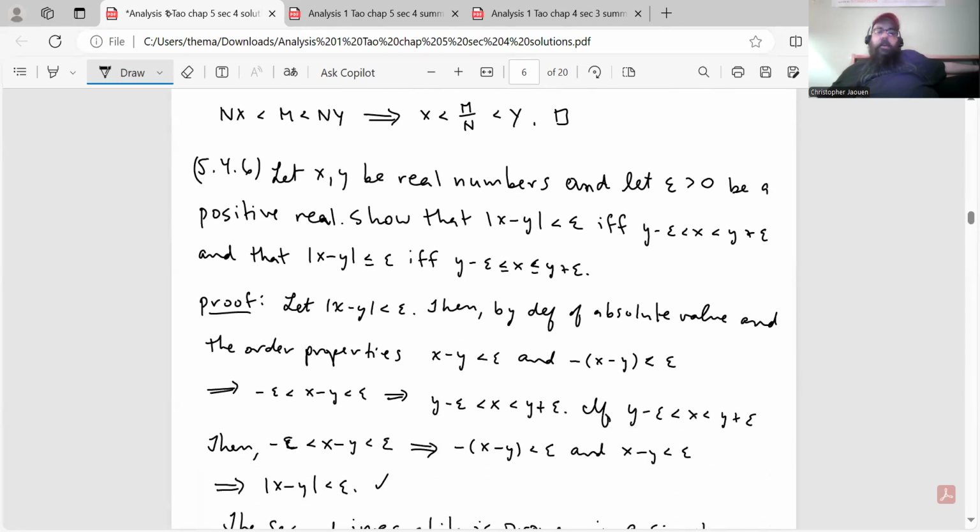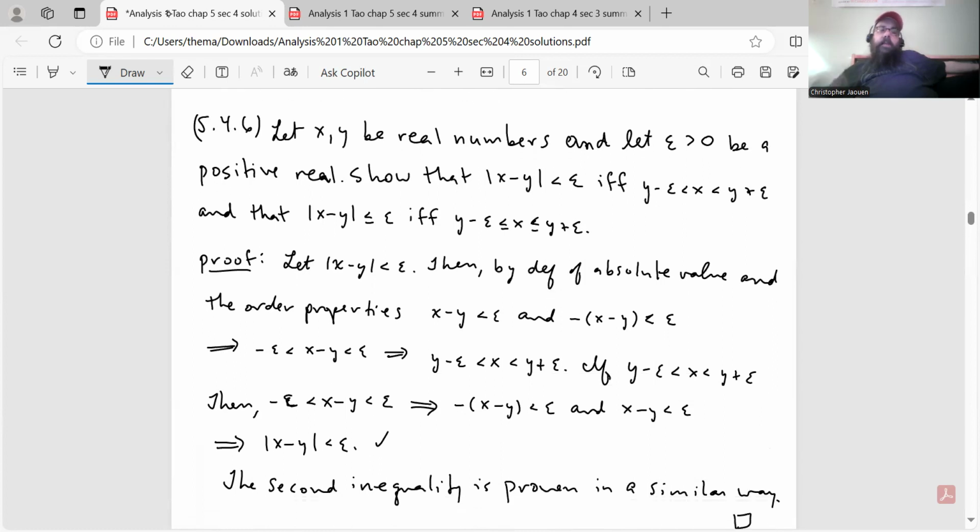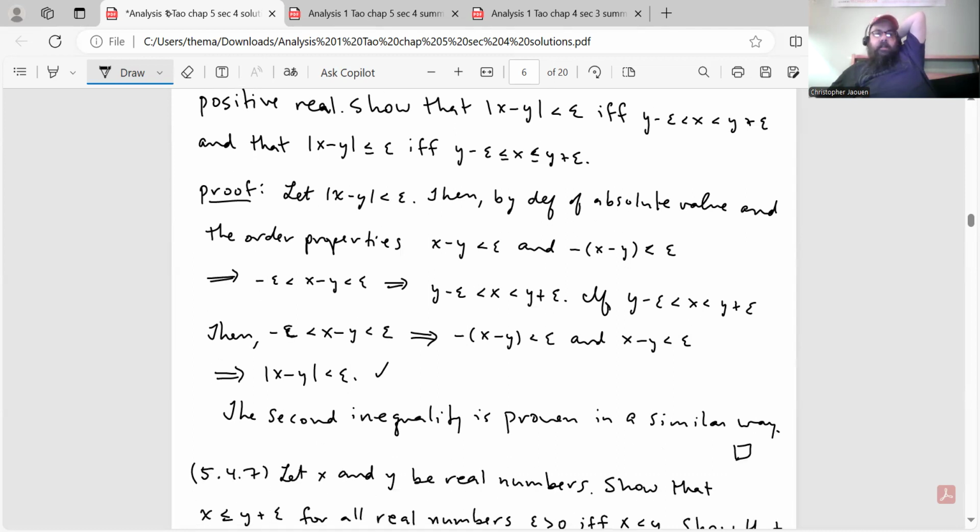All right, exercise 5.4.6. Let x, y be real numbers and let epsilon greater than 0 be a positive real. Show that absolute value x minus y less than epsilon if and only if y minus epsilon less than x less than y plus epsilon, and that absolute value x minus y less than or equal to epsilon if and only if y minus epsilon less than or equal to x less than or equal to y plus epsilon. I didn't prove the second part because it's almost identical to the first part. The only difference is the equals you have to add in there, so I just skipped it. But anyway, let's do the first part.